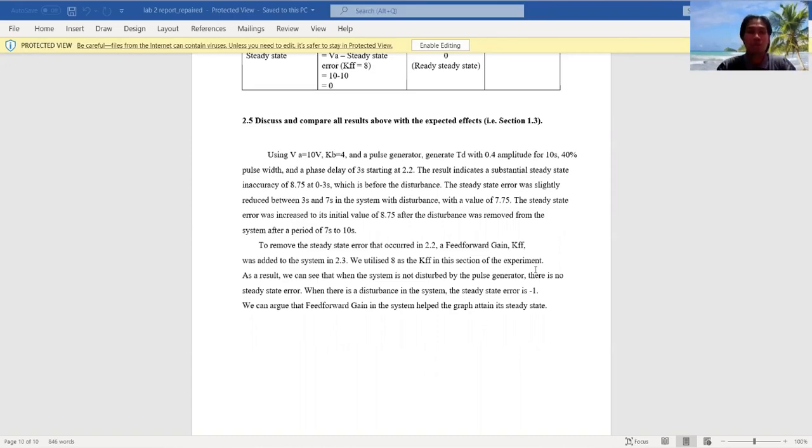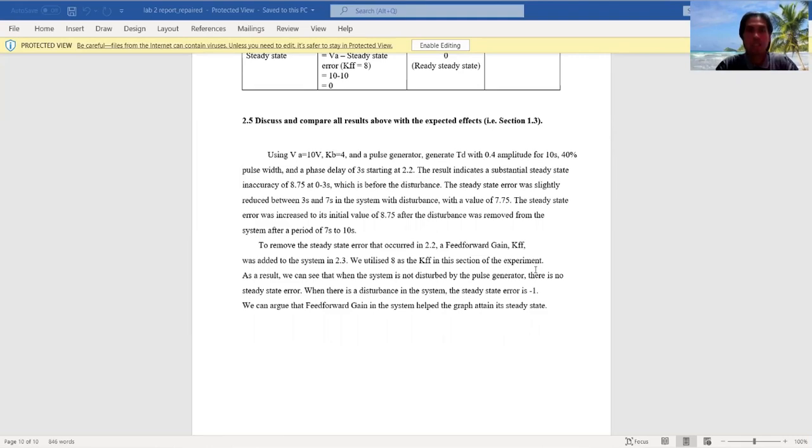This video is 2.5: discuss and compare all results above with the expected effects. Using VA equal to 10 volts, KB 4, and a pulse generator generating TD with 0.4 amplitude for 10 seconds, 40% pulse width, and a phase delay of 3 seconds starting at 2.2.